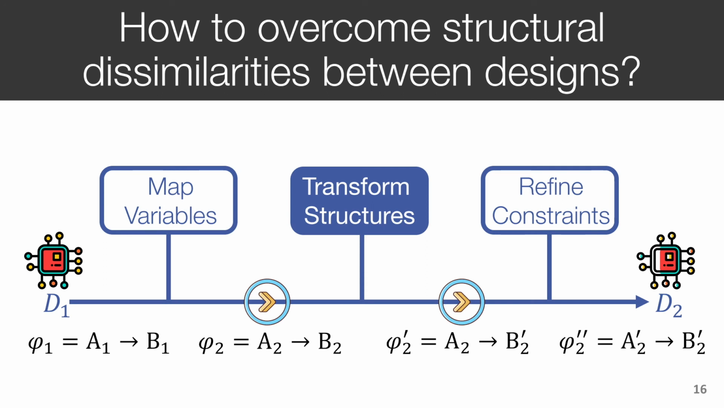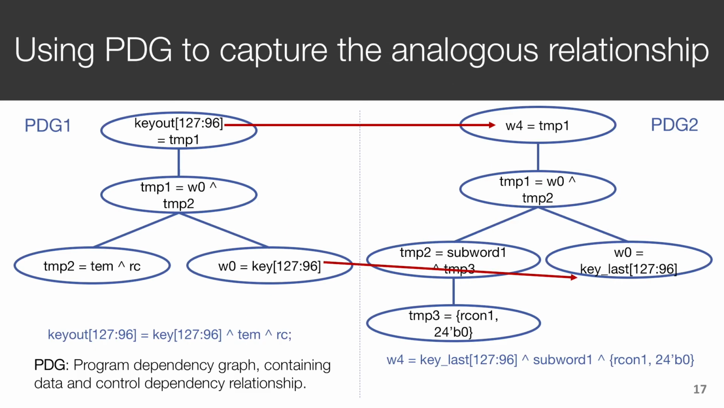And even if we map the variables in the assertions from one design to another, the arithmetic calculation in the assertions can be different. How can we overcome the structural dissimilarities between designs? We use the program dependency graph to capture the relationship between variables.